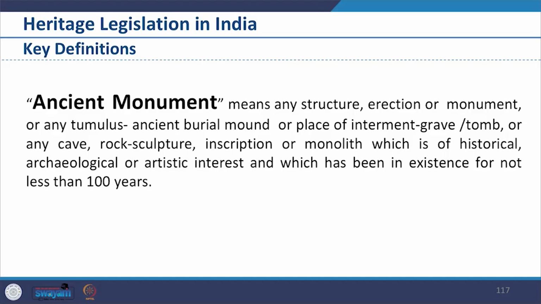Looking at some key definitions for this, we are referring to the 2017 Act. Ancient monument. Now you may pay attention. Ancient monument means any structure, erection, or monument, or any tumulus, ancient burial mound, or a place of interment, grave, tomb, or any cave, rock sculpture, inscription, or monolith which is of historical, archaeological, or artistic interest and which has been in existence for not less than 100 years. So these all include ancient monument.